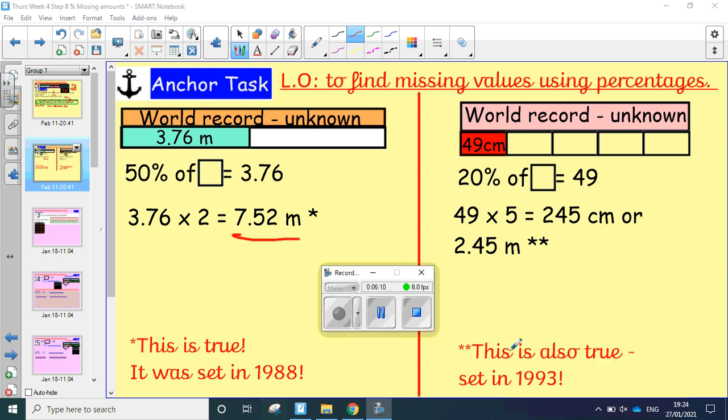So both of these records are true and were set years and years ago, okay? So 1988 and 1993, there you go, a bit of information for you. Right, we're on to the guided thing next, so I will stop this one and start you a new video in a moment. See you in a bit.